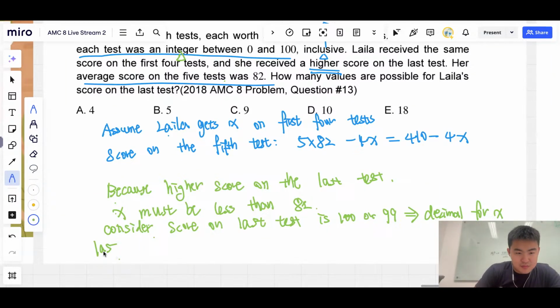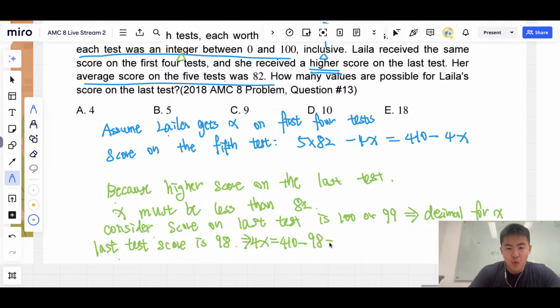Let me write it better. Okay, since it's 98, if you plug in 98, we know that 4x equals 410 minus 98, which should be 312, right? So this tells you x is going to equal 78. Now we do have a set for x, right? So x can be larger than or equal to 78. And what's the restriction? x must be less than 82 to make the mean 82. So x is less than 82.